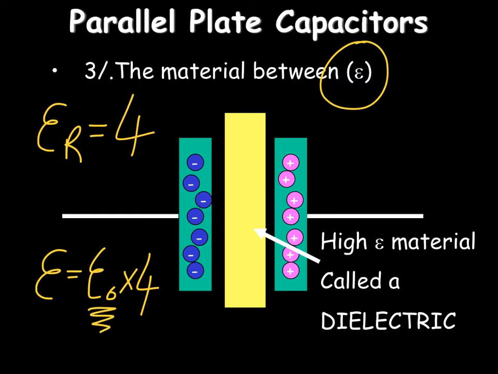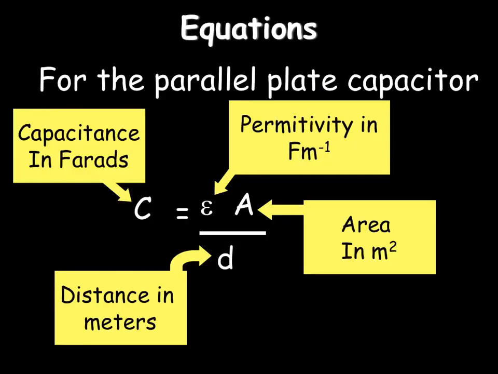And a dielectric, usually some sort of plastic material, separates the plates so they can be very close together and yet separate, and also increases the permittivity of the area between them.